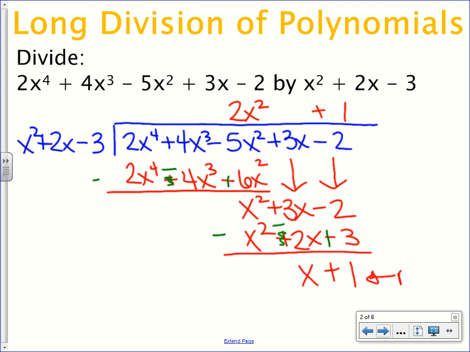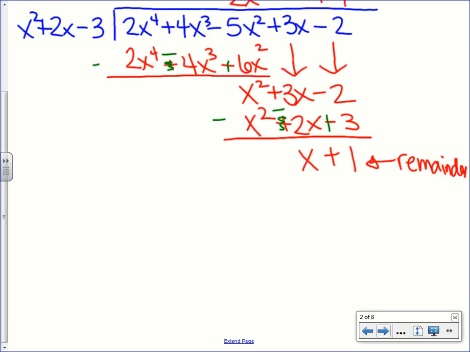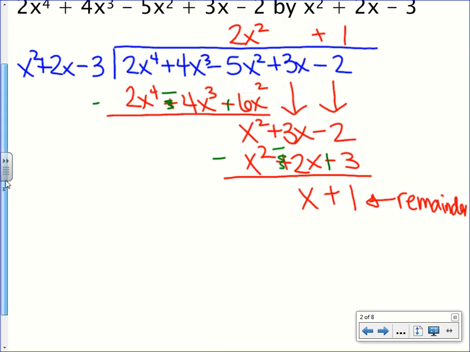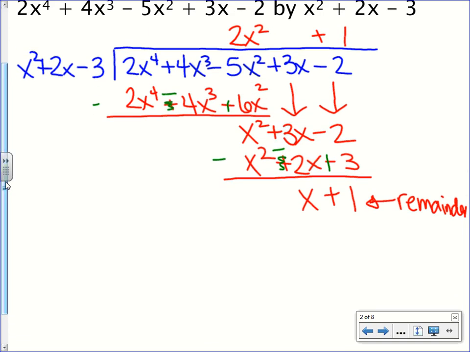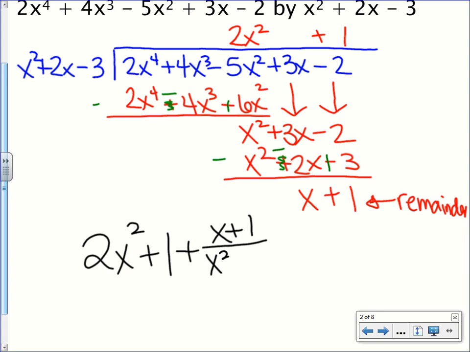This is our remainder. But we are not going to write remainder x plus 1. What we are going to write is our quotient was 2x squared plus 1, and then we are going to add our remainder over our divisor.